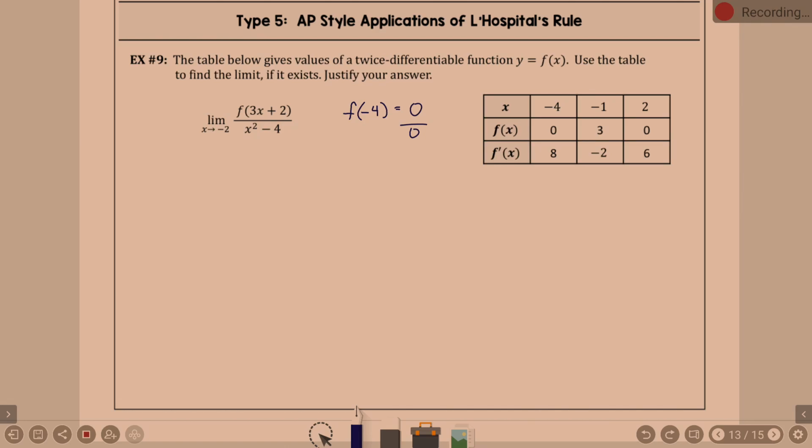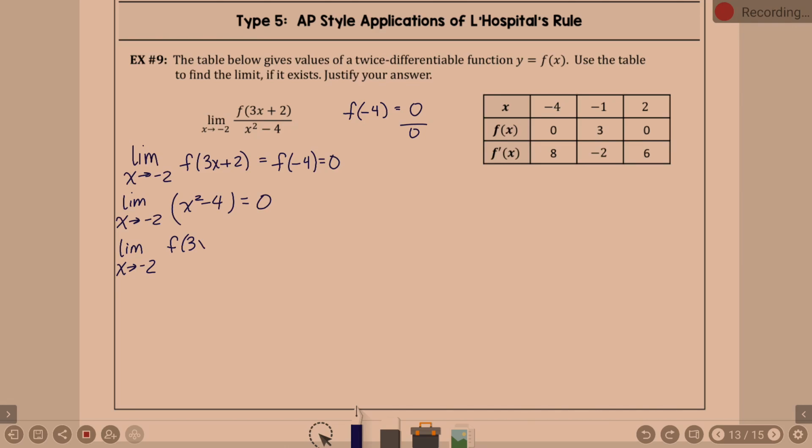So, I guess in my notes I wrote the limit as x approaches negative 2 of f of 3x plus 2, and I wrote that f of negative 4 equals 0. And the limit as x approaches negative 2 of x squared minus 4 is also 0. So, the limit as x approaches negative 2 of f of 3x plus 2 over x squared minus 4.